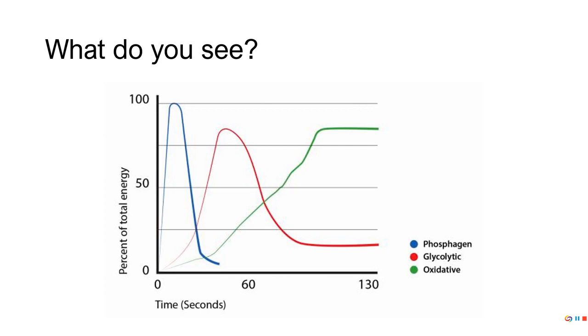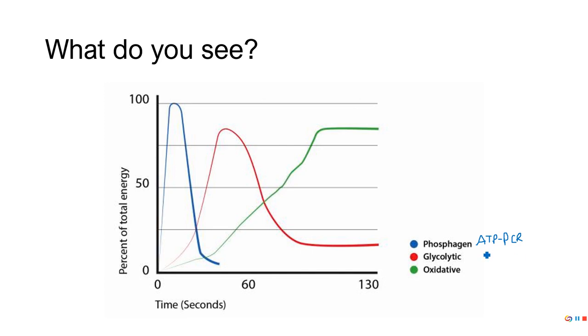So take a minute. What do you see in this graph? Okay, so we've got 3 energy systems here. So we've got phosphagen, or this is also the ATP PCR. Okay, glycolytic, so glycolysis, and the oxidative, so electron transport chain.